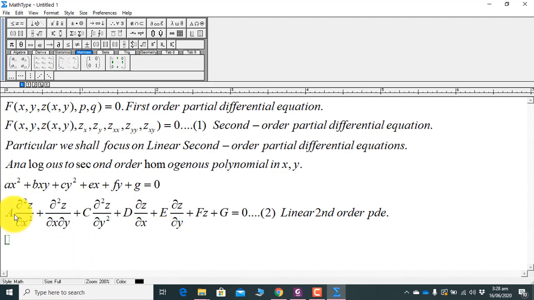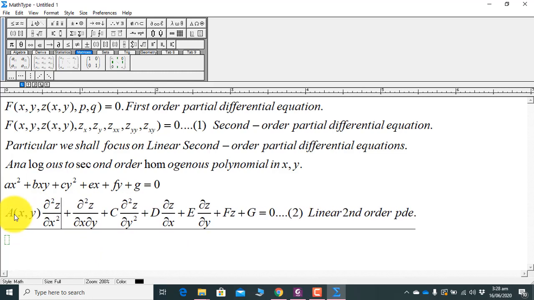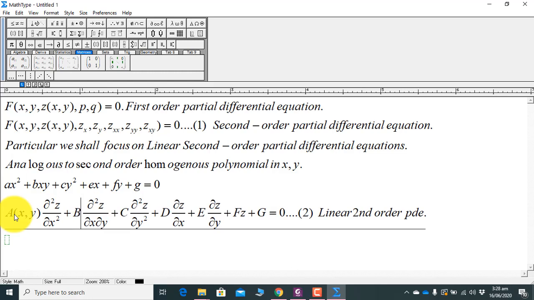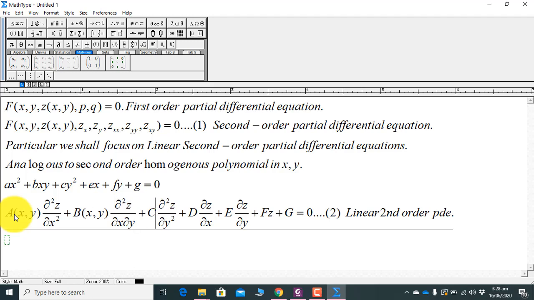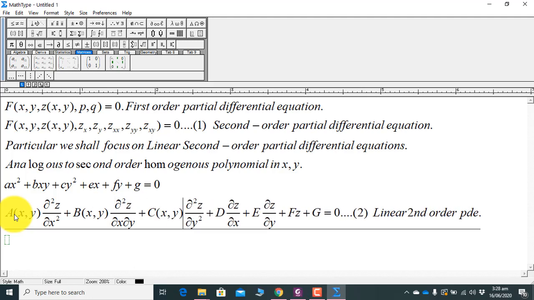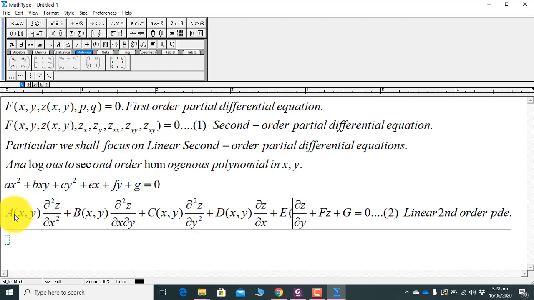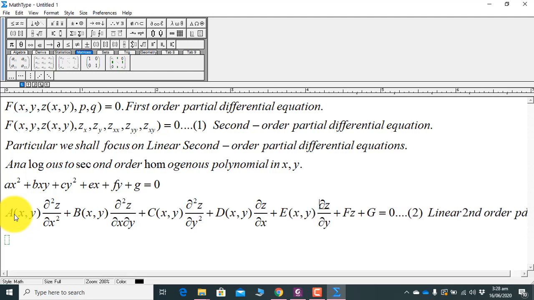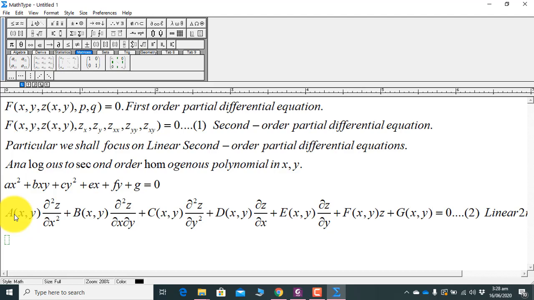Now what are A, B, C? So I am writing for you. A depends upon x, y generally. B also depends, sorry, there is B, I'm sorry, I forgot. B also depends upon x, y. C is also a function of x, y. Similarly all the other constants. Okay, let's formally write the constants. So what can be A, B, C, D, E, F, G?